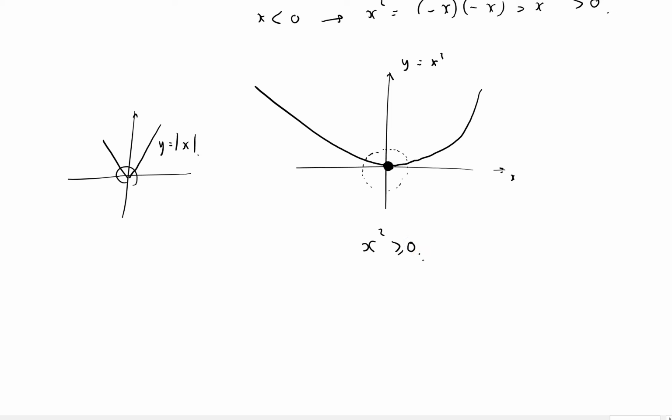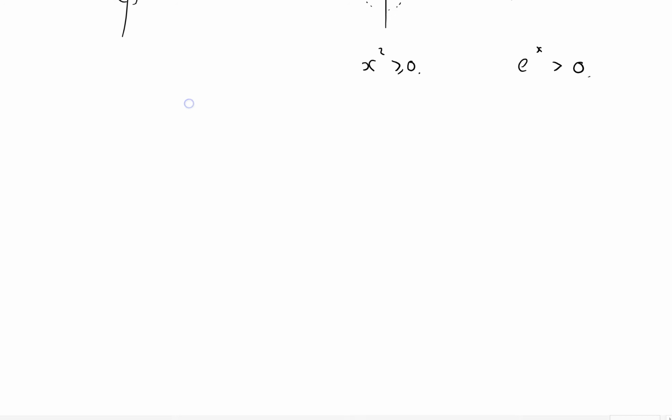It's one of two massively useful inequalities, the other one being e to the power x is, in this case, strictly positive for all x. It's a very pedestrian observation, but very useful. Let me show you how you can use this.